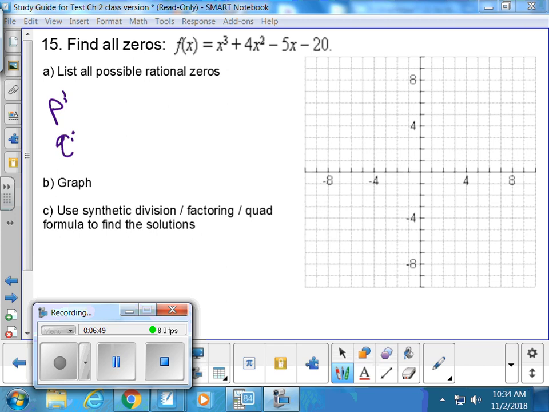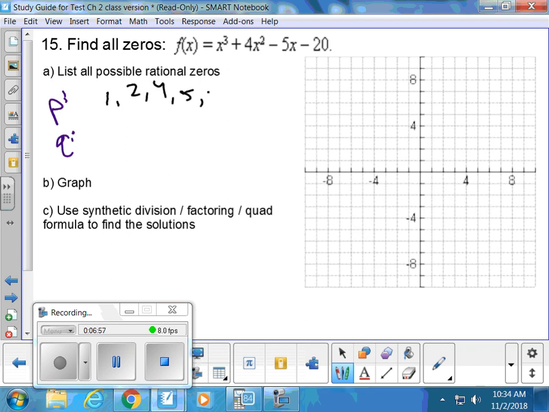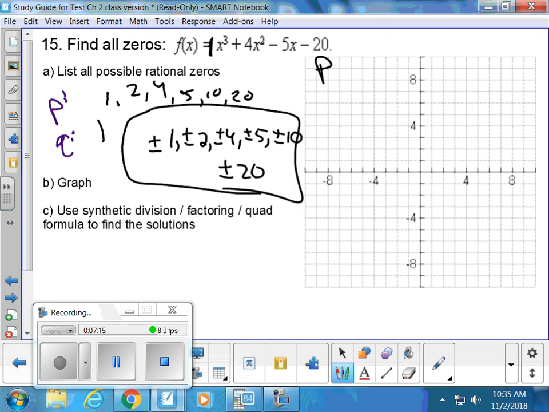Hey fun people online, I've got my board buddies up here. They're all starting with making their P and Q list. So P is 1, 2, 4, 5, 10, and 20. It's coming from the 20. Our Q list is just 1. It's coming from this leading coefficient. It's a pretty short P over Q list. Positive negative 1, positive negative 2, positive negative 4, positive negative 5, positive negative 10, plus or minus 20. Now we're going to head to the graphing calculator and get the graph sketched out.